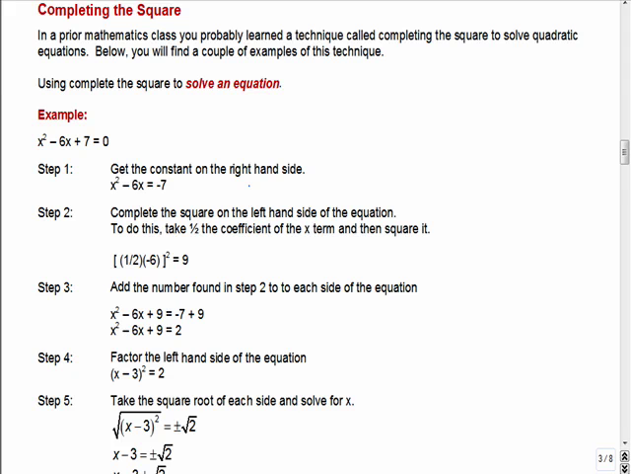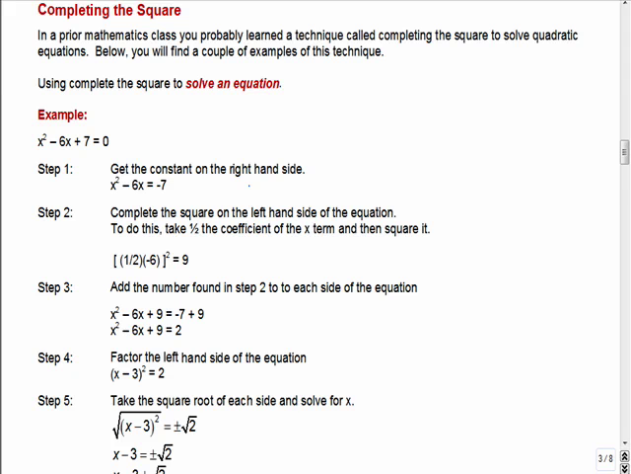Step 3, add the number found in step 2 to each side of the equation. So now we have x squared minus 6x plus 9 equals negative 7 plus 9. And when I simplify, that gives me x squared minus 6x plus 9 equals 2.